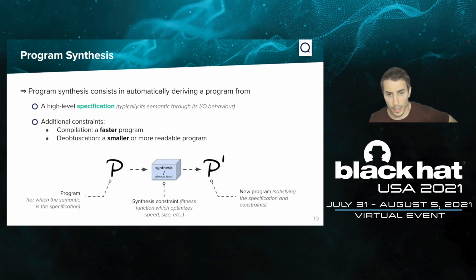So for program synthesis, you usually have a program as input, and that program is the specification. It encodes the semantics, the behavior that you want to preserve throughout the synthesis. So you give it to a synthesizer that optimizes some constraints like speed, size, or whatever. And then you obtain the new program which satisfies your specifications, so semantics and the constraints.